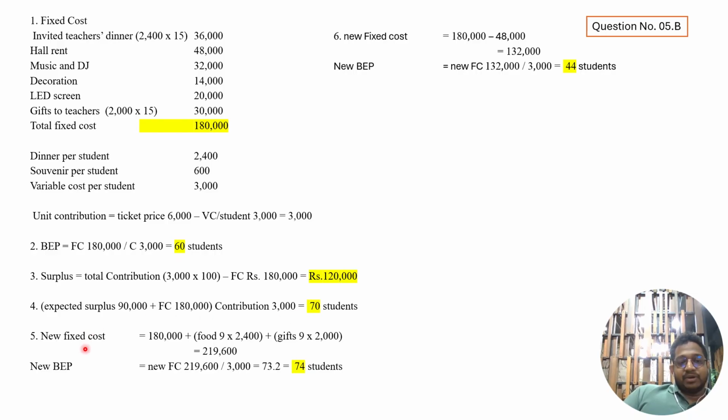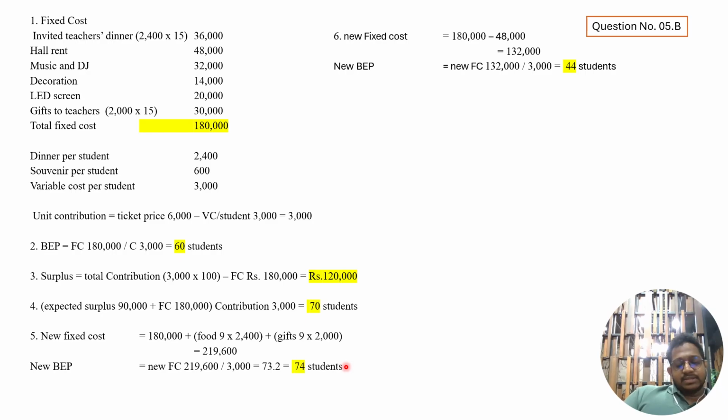So at that point, you have to first calculate the new fees cost. The existing fees cost is 180,000, and to that, you have to add the other 9 teachers' food and gift cost. And the new break-even point is 219,600. That divided by 3,000, then 73.2. So which means minimally 74 students must participate to cover that cost.